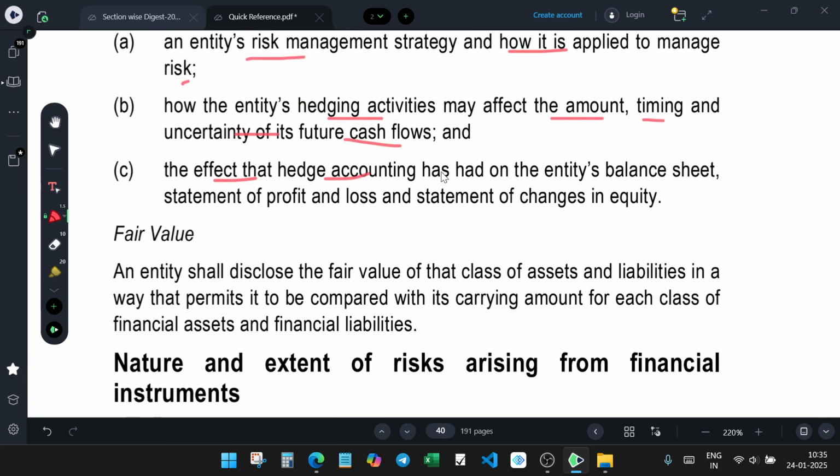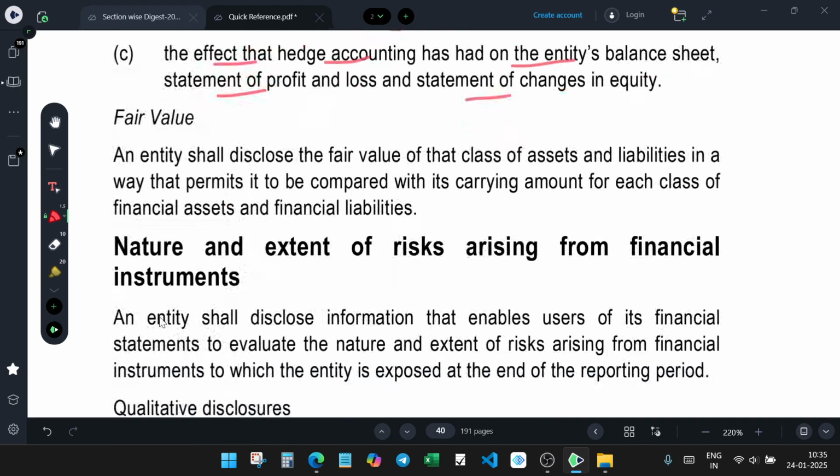The effect of hedge accounting on the entity's balance sheet, statement of profit and loss, and statement of changes in equity. And how this amount is going to affect our equity, because you may have got the fund from the equity shareholders, not from the hedge funds. Sometimes the owner may put their own fund into the hedge fund. So how is it going to erode the equity? That also you need to say.